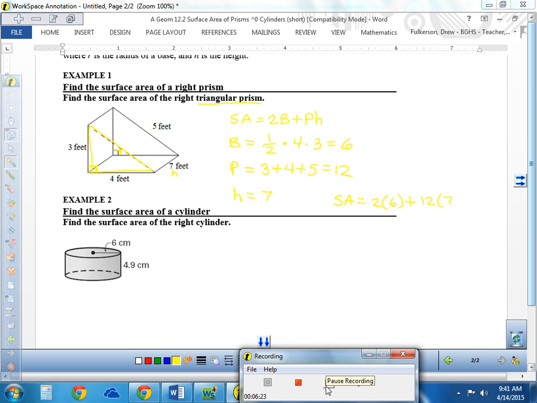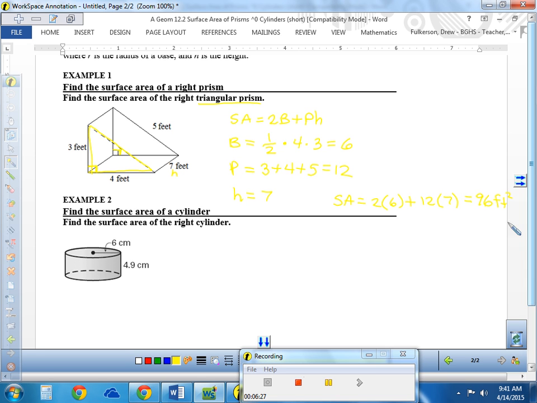When we do that, we end up getting 96. Now we have to be careful and make sure we write units on our answers. So go back, find the units, they're in feet. Now this is surface area. You need to remember that area is always going to be units squared. So we say feet squared. And that's how you find the surface area of a triangular prism. That's one of the harder shapes to do.